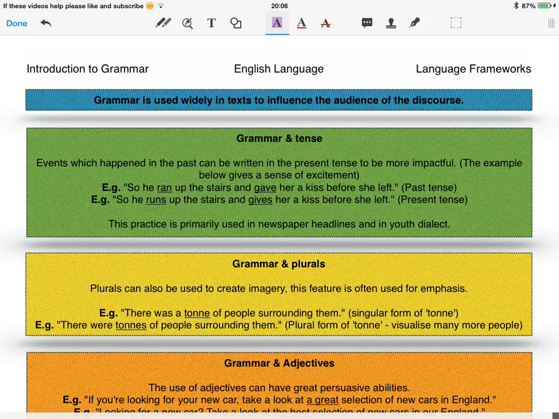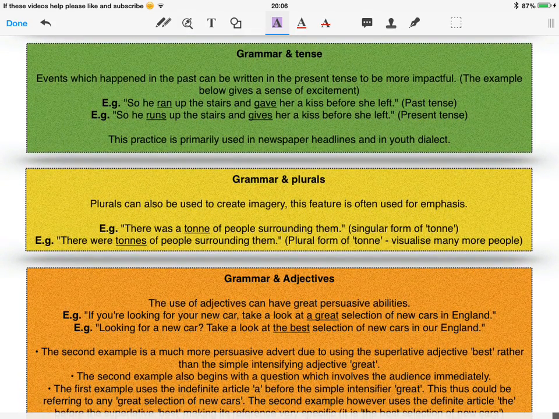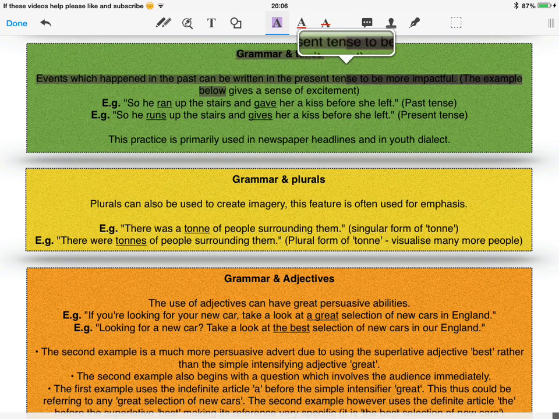So this video is a follow-on on the introduction to grammar. Grammar is used widely in text to influence the audience of the discourse. There are three types I'm going to go through. The first is grammar and tense. Events which happened in the past can be written in the present tense to be more impactful. The example below gives a sense of excitement.